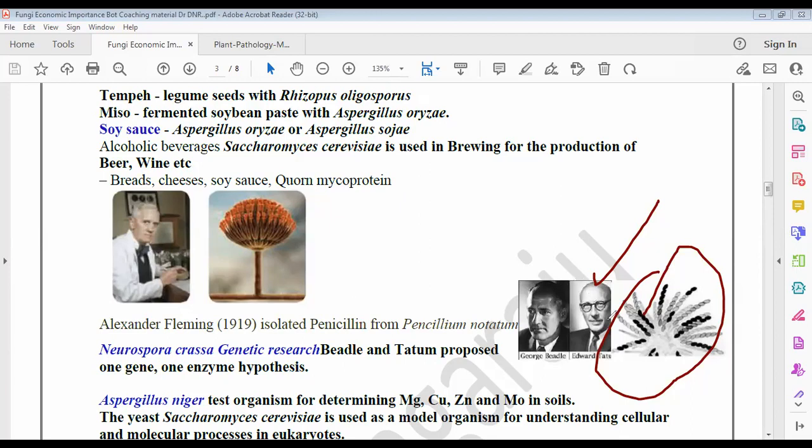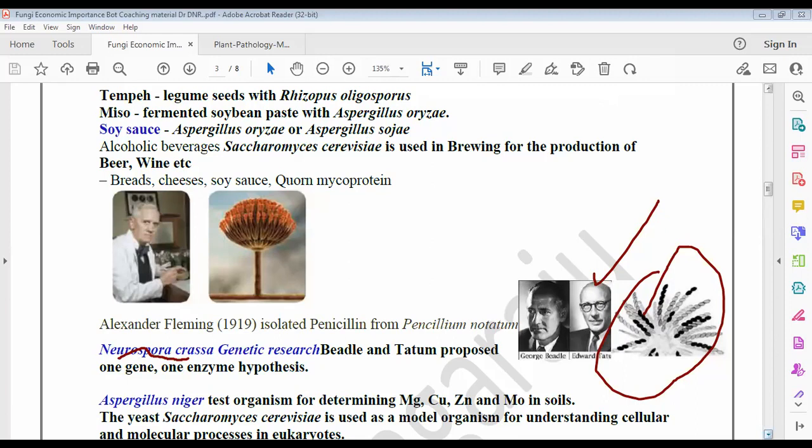That fungi is what it is. What is the fungi? Neurospora crassa. Neurospora crassa is used in genetic engineering for the production of protein, enzymes, vitamins, antibiotics. Okay, this is the initiation step.